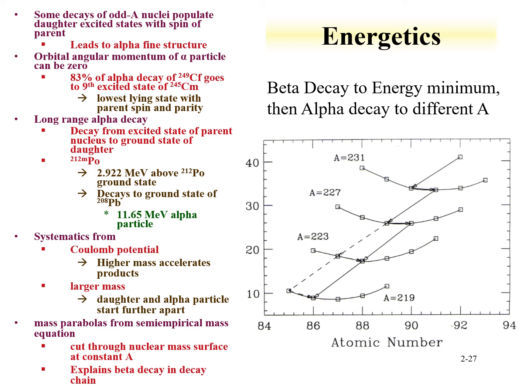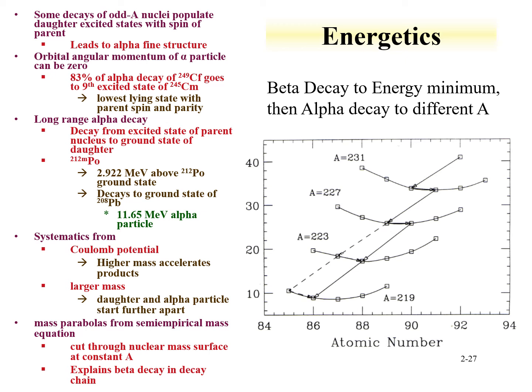There are some systematics that can be observed from alpha decays. We've already discussed that the Coulomb potential has a way of accelerating the higher mass products out of the nucleus. With a larger mass, so larger A's that decay, the daughter and alpha particle can start further apart within the nucleus. That's another reason that this potential exists, so that alpha decay occurs with higher A nuclei.